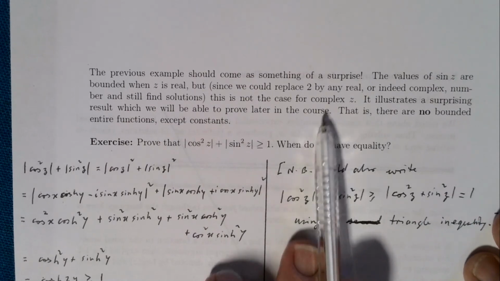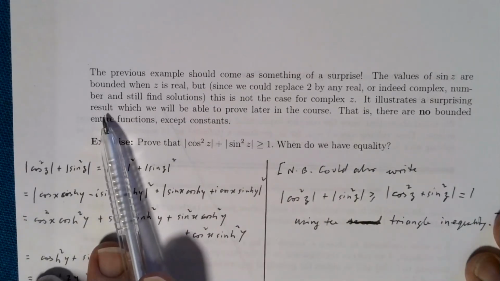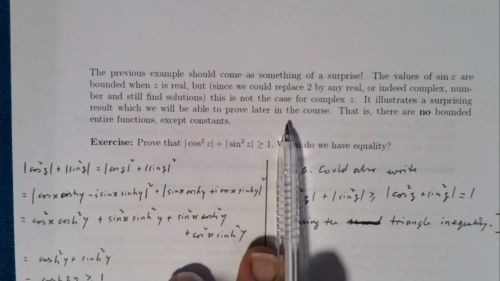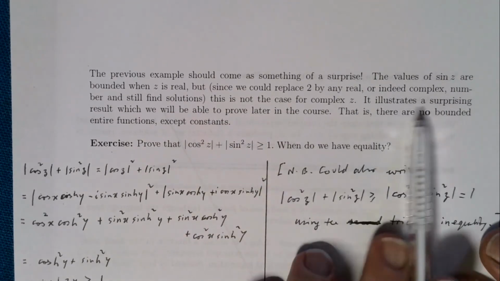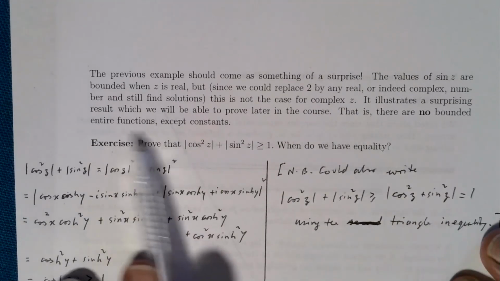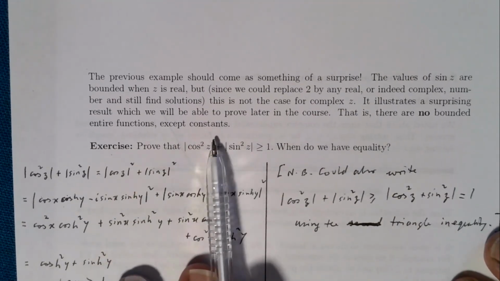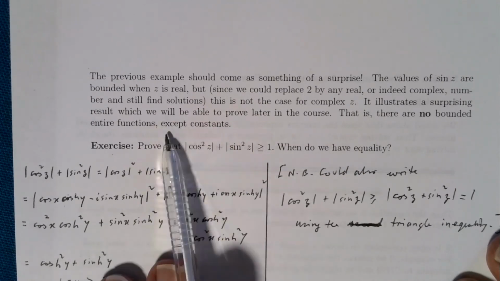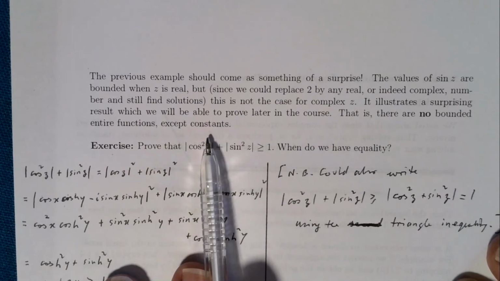This illustrates a very surprising result, which we will be able to prove later, and that is that there are no bounded entire functions except constants. In other words, if I give you a function and I say that it's entire and bounded, then the answer is, well, that's got to be not very interesting. It's just got to be a constant. Now that is very, very different than the situation in the real world.